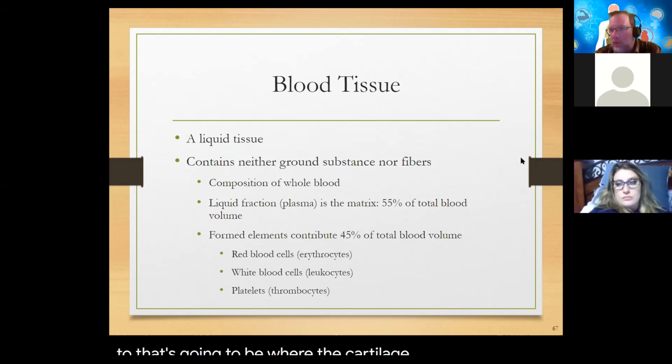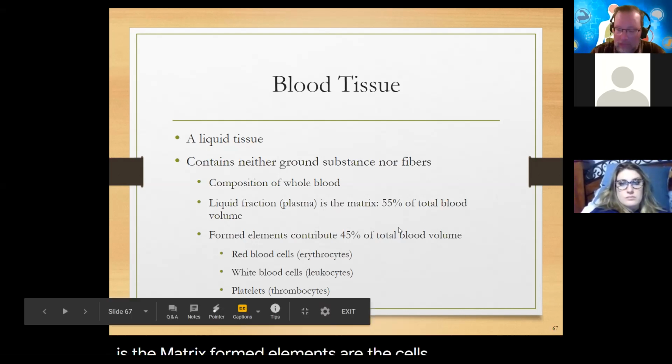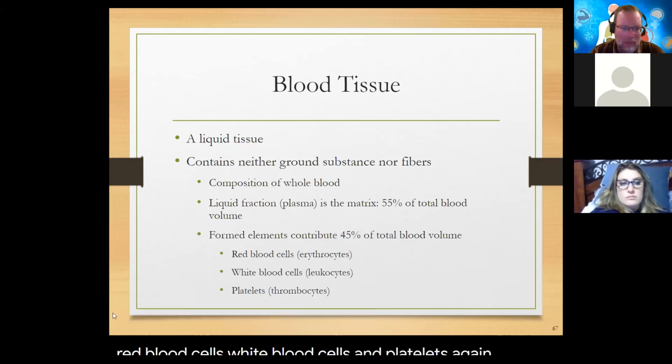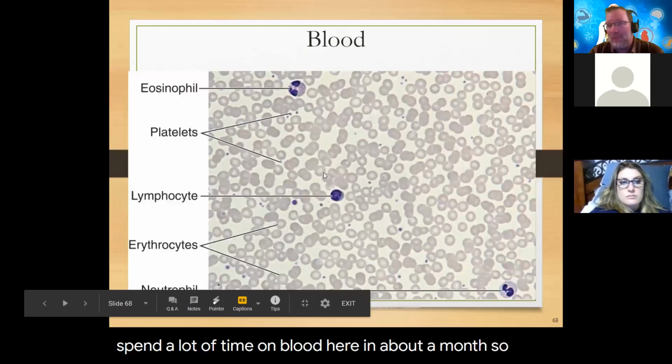Blood is also considered to be a connective tissue. I know that seems weird, but again, plasma is the matrix. Formed elements are the cells, and we call those red blood cells, white blood cells, and platelets. Again, we spend a lot of time on blood here in about a month. So here's what a blood smear might look like.